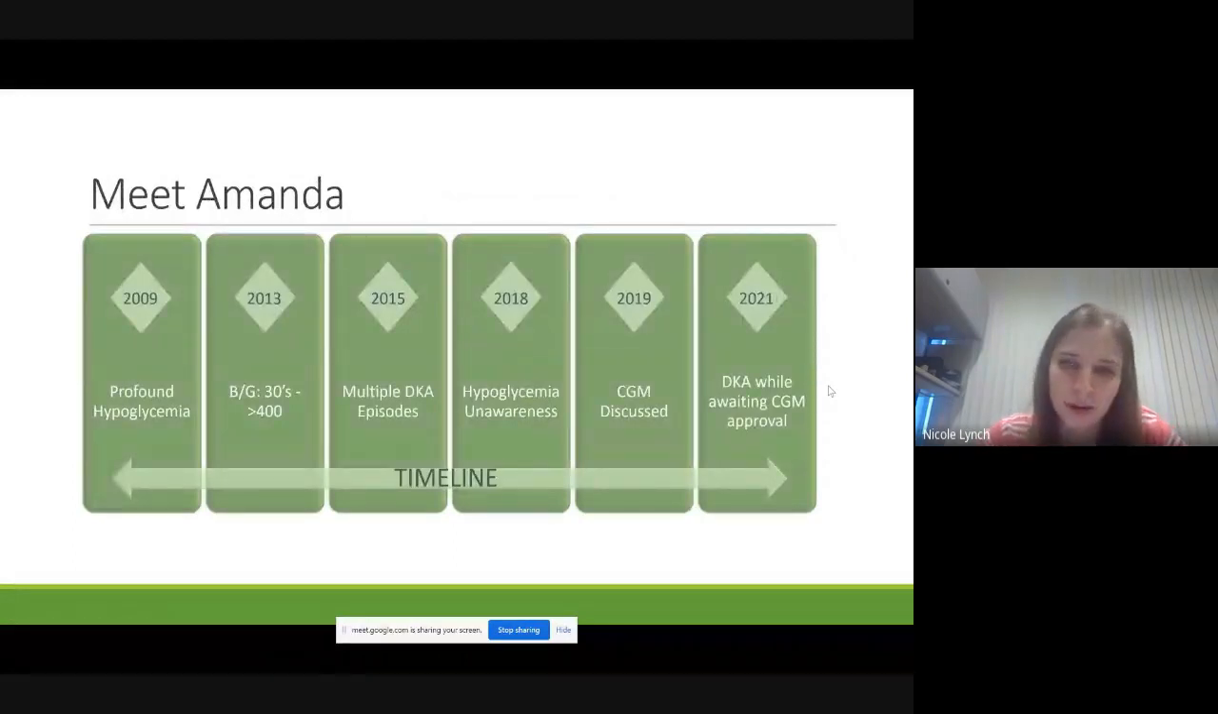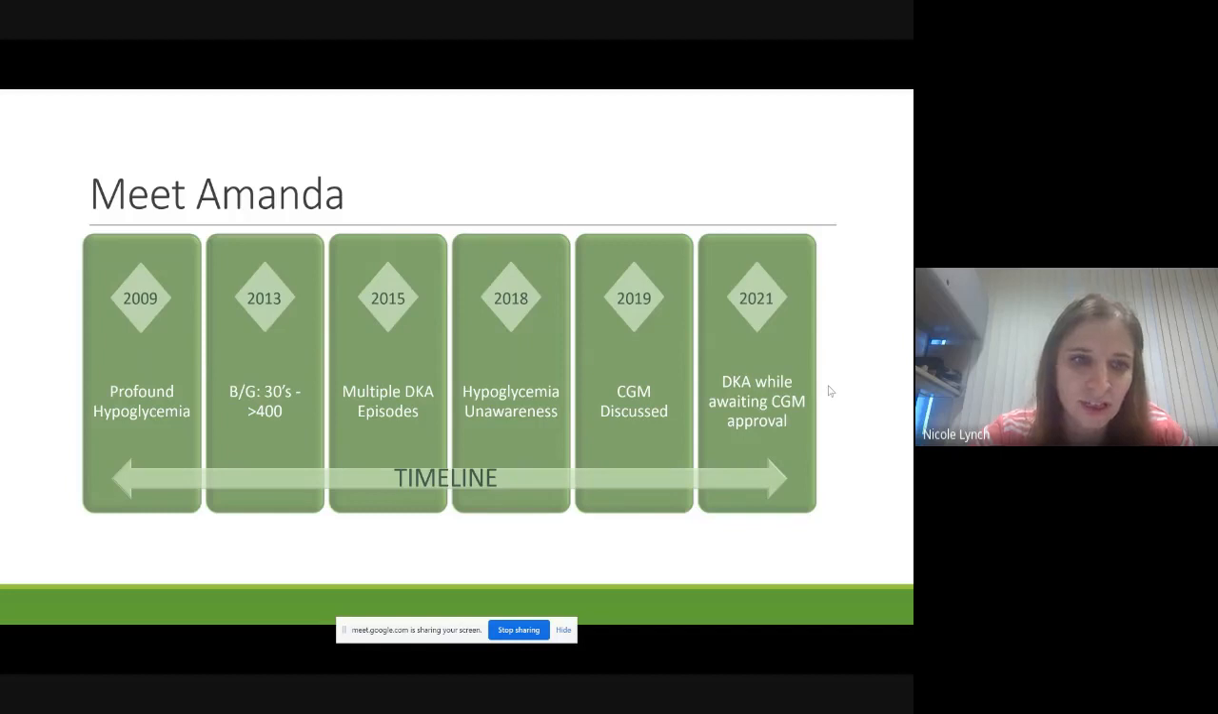So I'm Nicole. I'm a nurse practitioner at the University of Utah, and I'd just like to start by introducing you to one of my patients. So Amanda. Amanda was diagnosed with type 1 diabetes in 2009. Initially, she was testing her blood sugars up to 7 times a day and was having success in terms of A1C, but still noted to have profound hypoglycemia. In 2013, Amanda had the birth of a son and has since struggled to test blood sugars more than 2 times per day. Her blood sugars were noted to be variable, ranging from 30s to over 400.